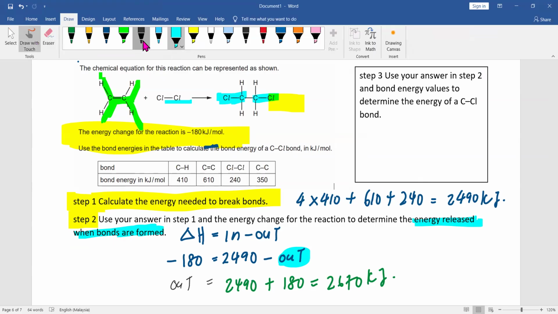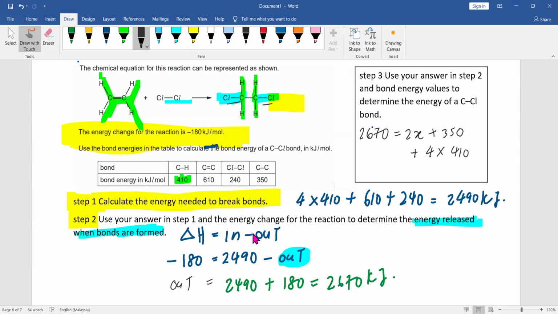Okay, so 2670 equals 2x, where C-Cl is x, plus the C-C bond, 1 C-C bond, right? 350, plus 4 multiplied by C-H, 1, 2, 3, 4, 410. Is that all? Yes, so you just have to find x.